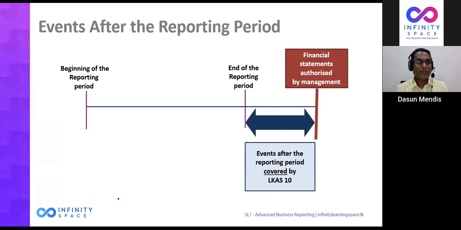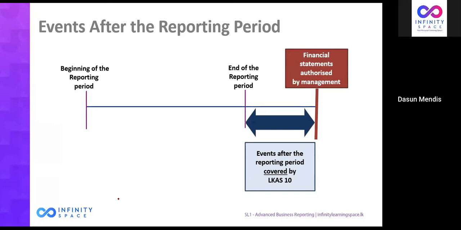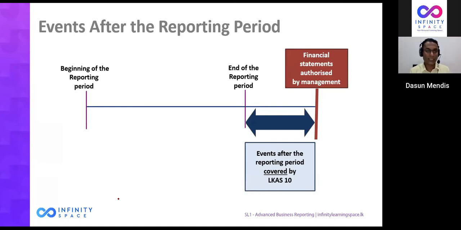Then the next area which is affected by the COVID-19 outbreak is events after the reporting period. Now, what is the reporting period in our question? It is 1st April 2019 to 31st March 2020. Now, the pandemic impact has come actually in the month of March, when it comes to Sri Lanka. That means when it comes to the reporting date, the condition of the pandemic existed. No? So by this date, the condition existed.